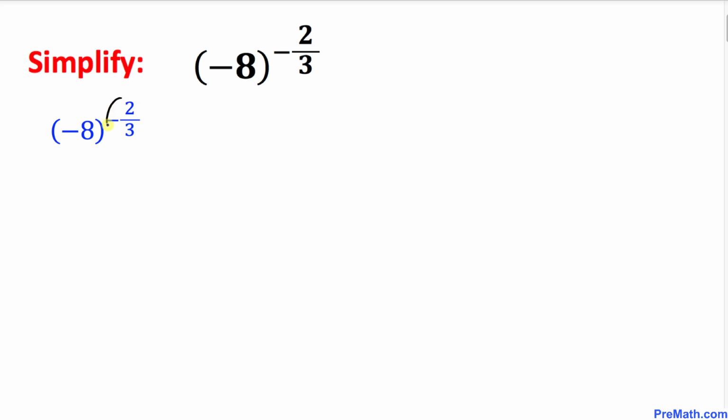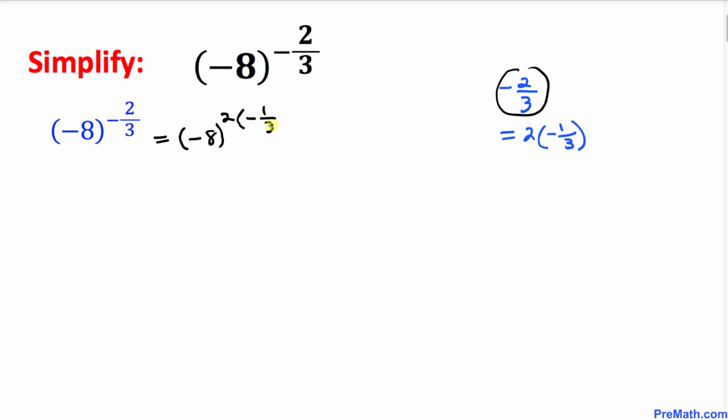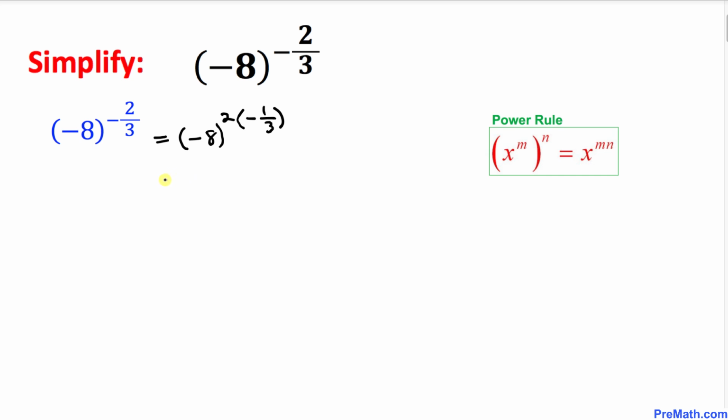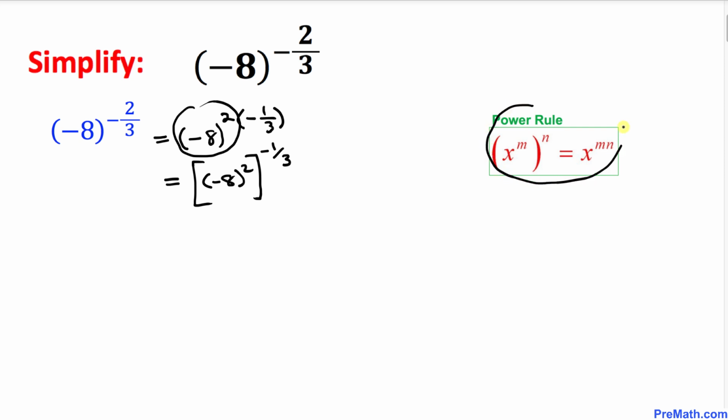Let's focus on this -2/3. And here I have copied it down. -2/3 could be written as 2 times -1/3. So I can write this one as (-8) to the power 2 times -1/3. Now we can write this as ((-8) to the power 2) and then to the power -1/3 by using this power rule.